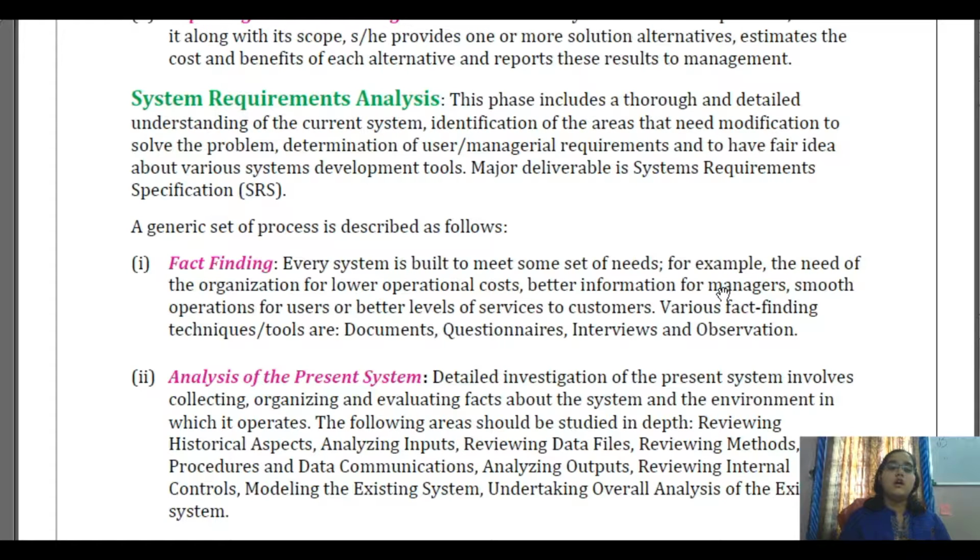So what are the objectives of system requirement analysis? The first objective is to consult the owners and stakeholders and try to understand what issues they are facing and what solution they are trying to achieve. The first objective is to understand the requirements of the stakeholders, the users and the owners.